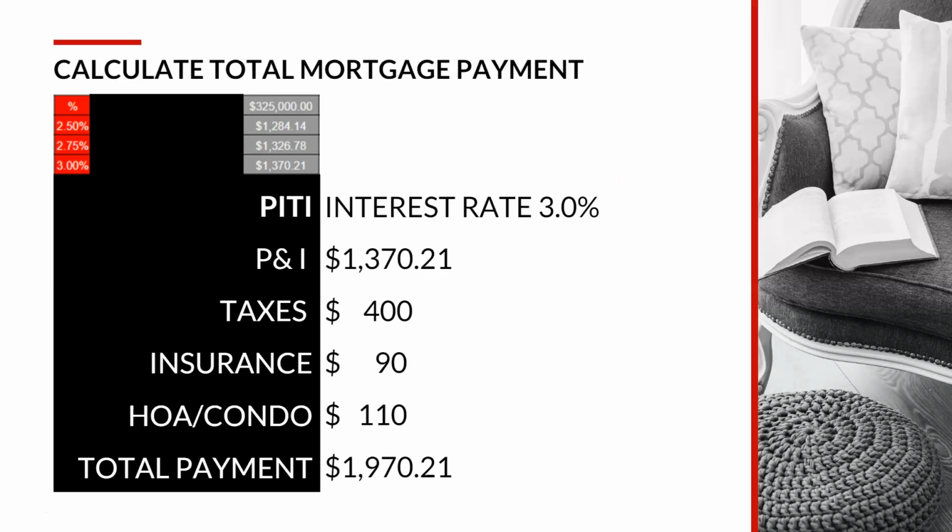So let's take this example. Let's say your lender said that you were approved for a 3% interest rate and you want to purchase a house. You found this house, you love it, you think you want to buy it, but let's talk about what the real payment is going to be. Your principal and interest payment is $13.70 and 21 cents. The taxes on this particular property are $400 a month. The insurance you got from your insurance provider for the home is going to be $90 a month. And there is an HOA. There's no condo, but I put that here so you remember, it is $110.